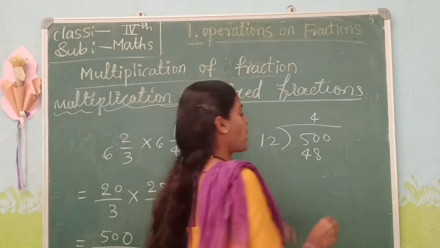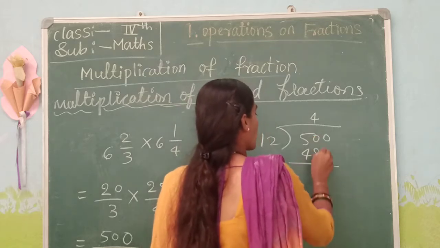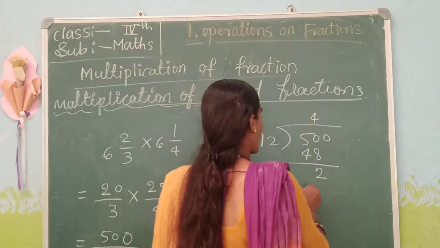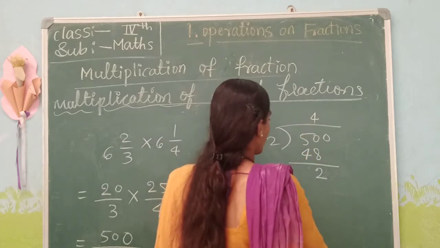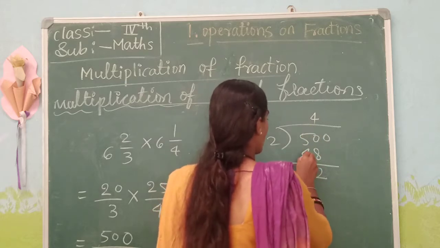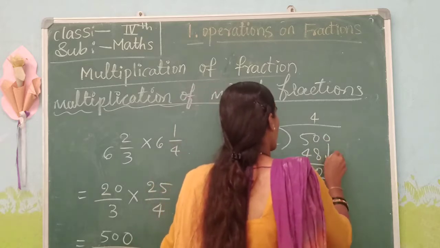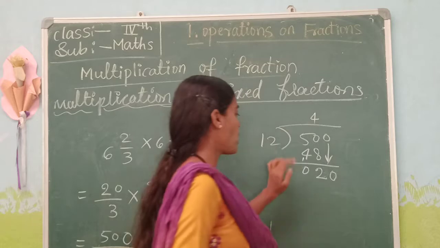12 fours are 48, divided by... 0. 5 minus 4 is 1. 8 minus 8 is 0. Now 2 remains. Then we bring down 0 here.